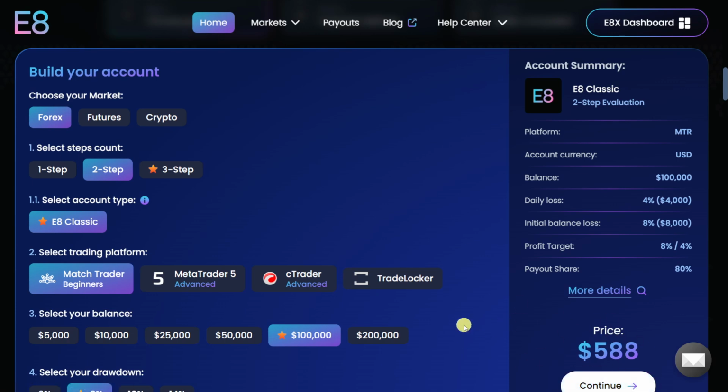And the evaluation is also kind of expensive. That's something that you have to be aware of. And the consistency rules are also strict.